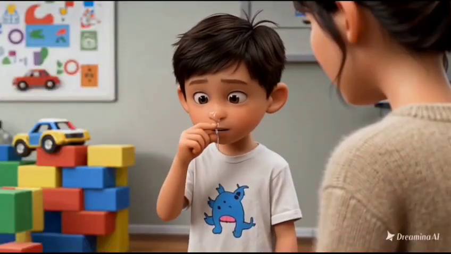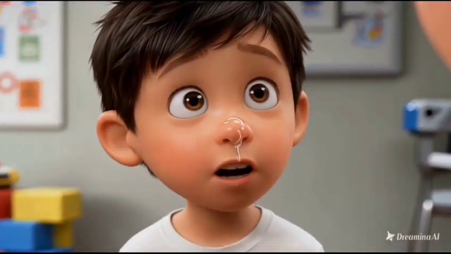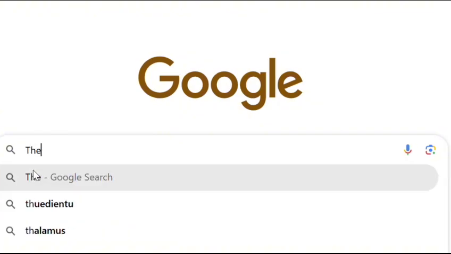Imagine a 7-year-old boy named Leo who asks his mother, "Mom, why does my runny nose taste sweet? It tastes like sugar water." This sweet fluid isn't mucus. How does it travel through our brain, and why is it there in the first place? So, let's discover the ventricular system.